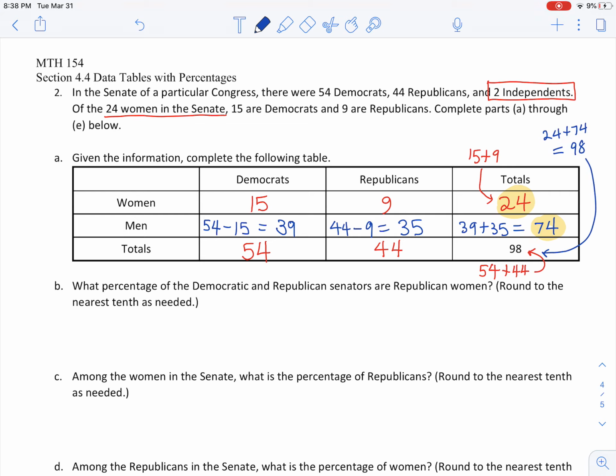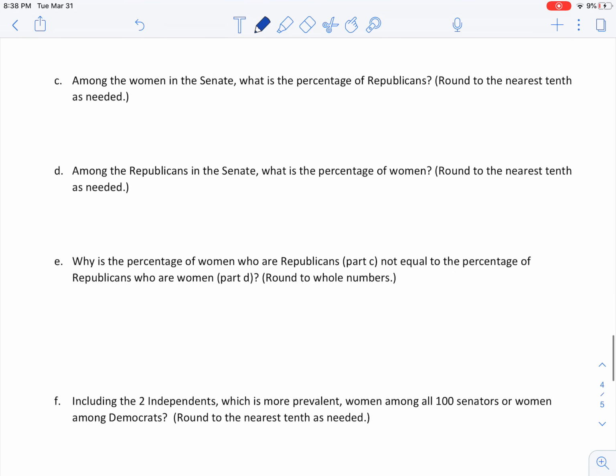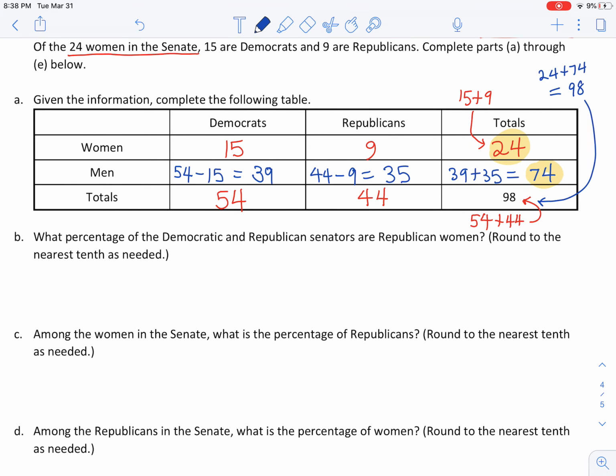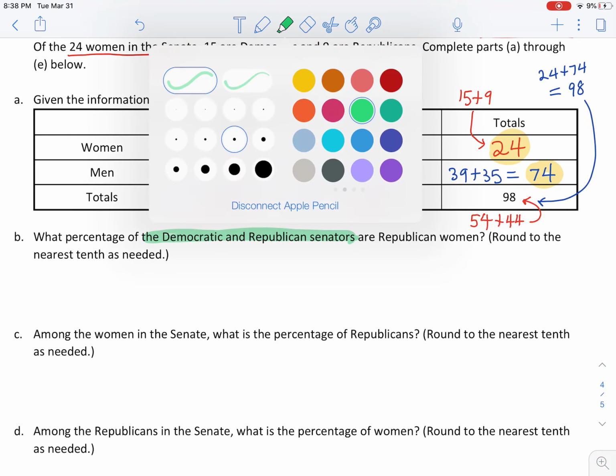Now, let's use these numbers to find some of these conditional probabilities listed on B, C, D, and E. And maybe F too. All right. So B, what percentage of the Democratic and Republican senators are Republican women? Now, I'm going to go ahead and highlight the part that comes after "of," okay? Because that's going to be my denominator. Okay, look. Of the Democratic and Republican senators. So what I just highlighted in this green color is going to be the denominator. So how many people are Democratic and or Republican senators?